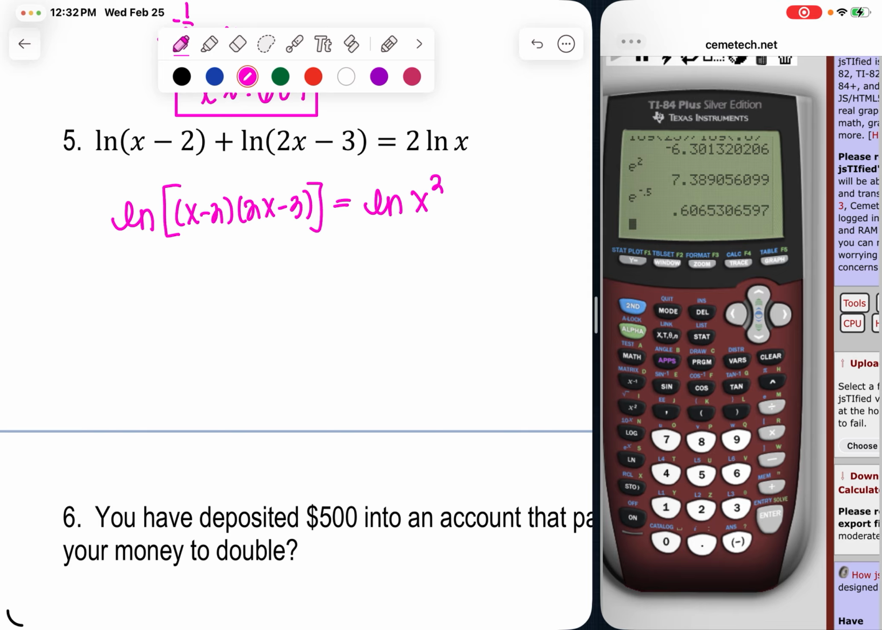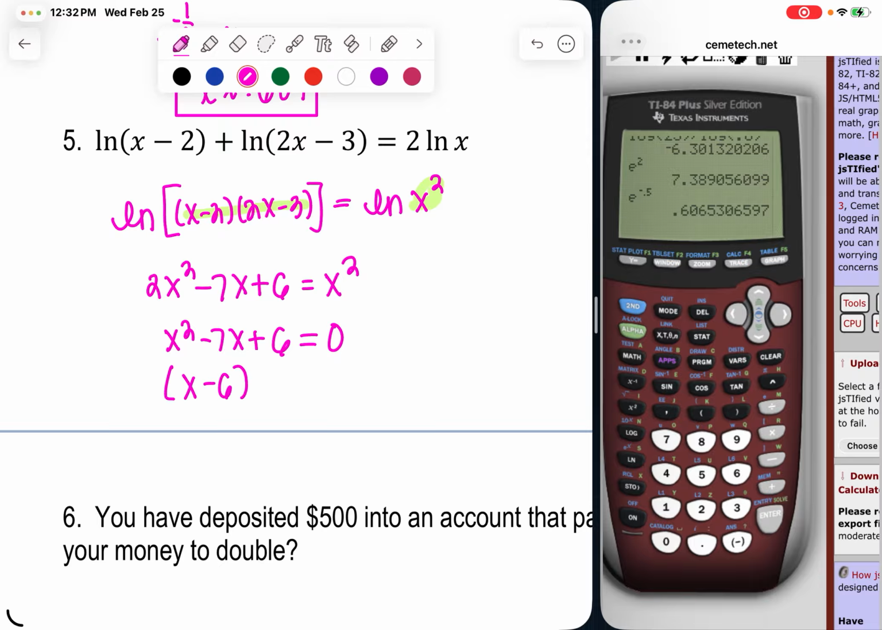So multiplying this out, I'm going to multiply this out right here and set it equal to this. So we have 2x squared. Outer is negative 3x and inner is negative 4x, so minus 7x. Last is plus 6 is equal to x squared. Subtract x squared from both sides, and we have x squared minus 7x plus 6 equals 0. Factor, we have x minus 6 times x minus 1 is equal to 0. So we get 2 solutions, x equals 6 and x equals 1.